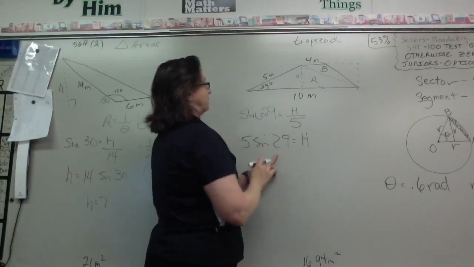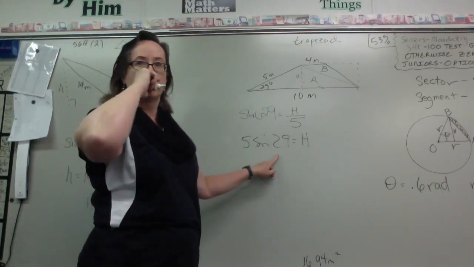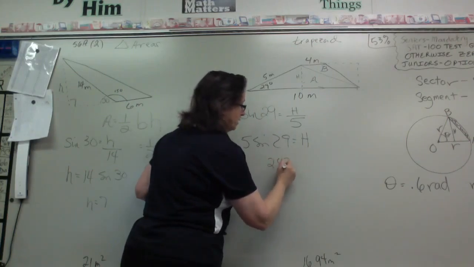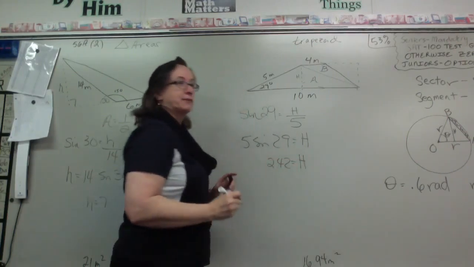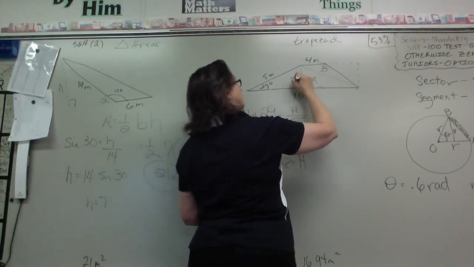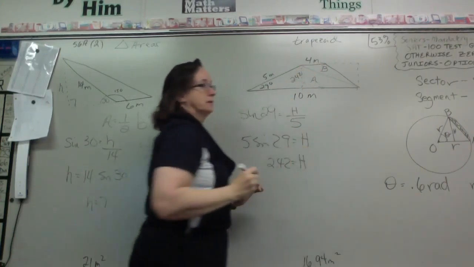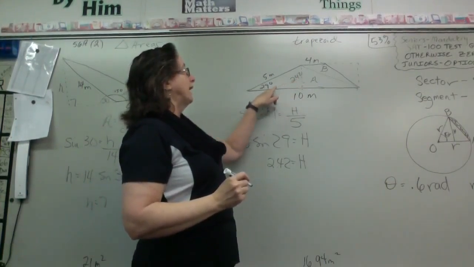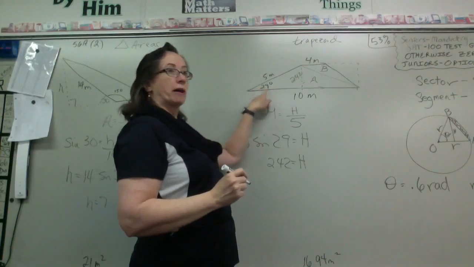Somebody figure out what 5 sine of 29 is. Somebody that's got a calculator. Say what? 2.42. 2.42 is 5 sine of 29. So right here we can put 2.42. Now that we found that one, we can find the area of this whole triangle, right?